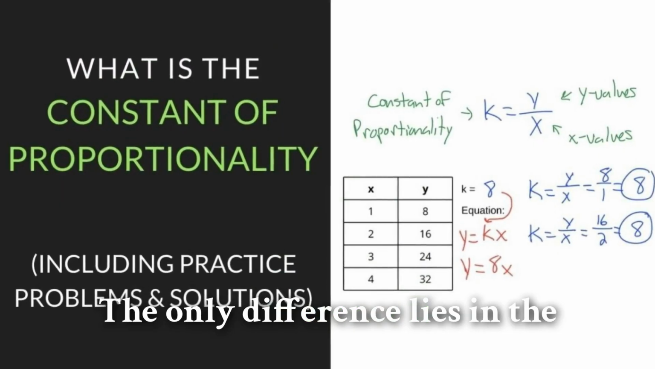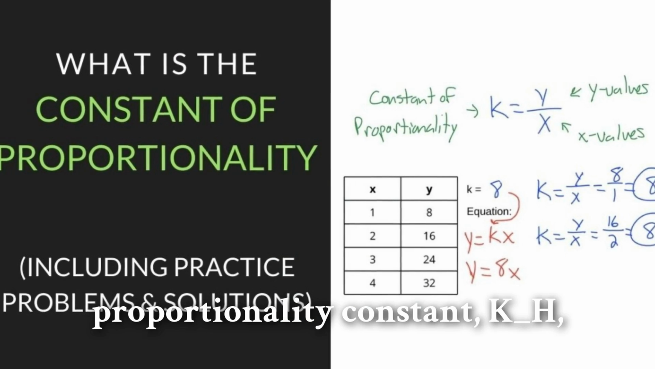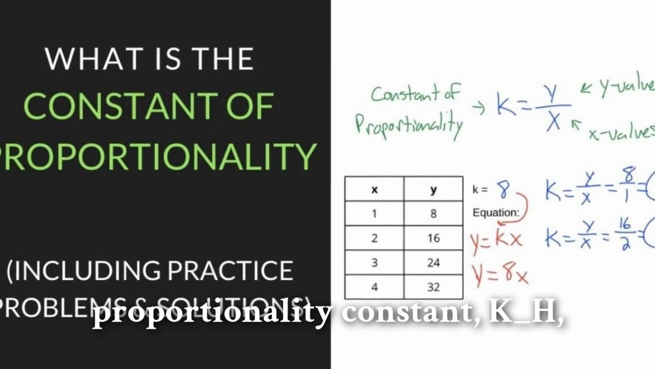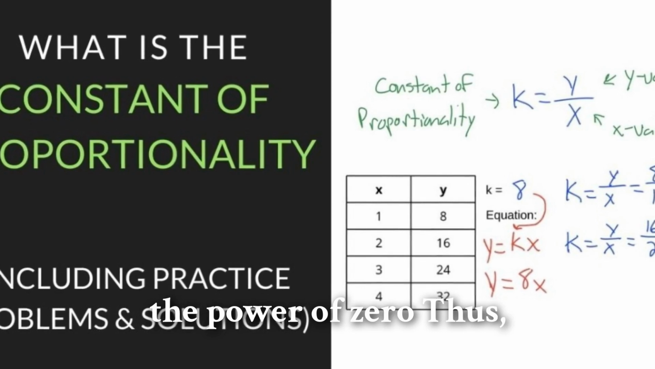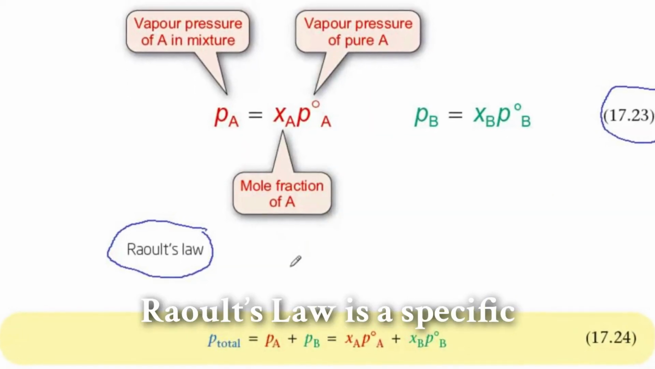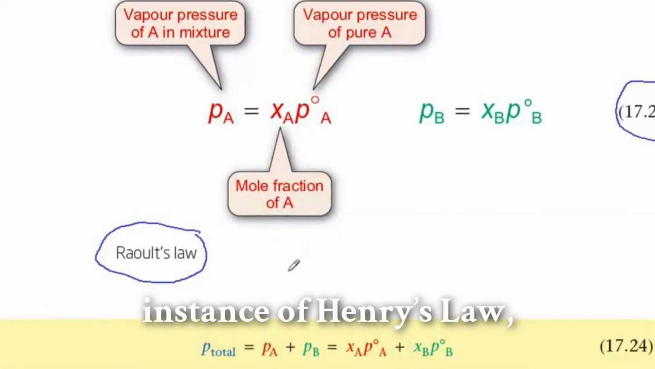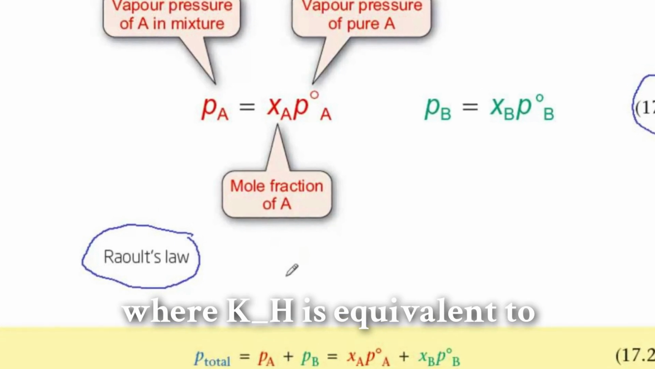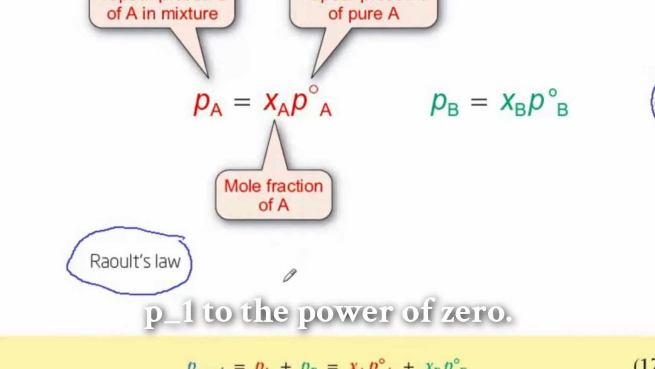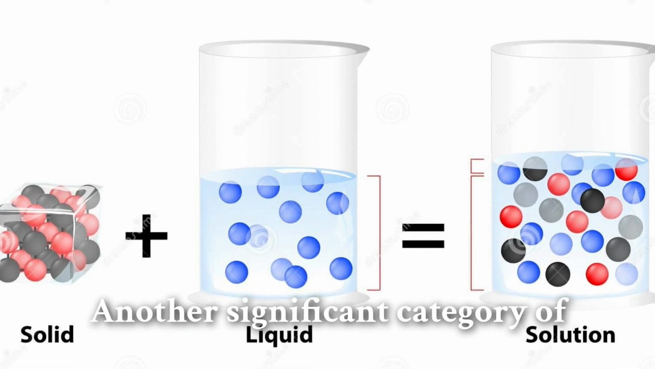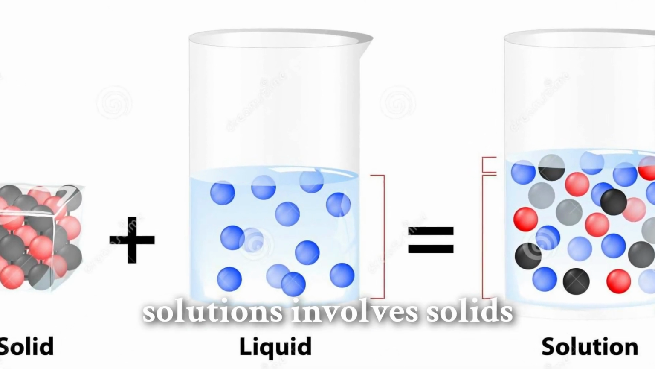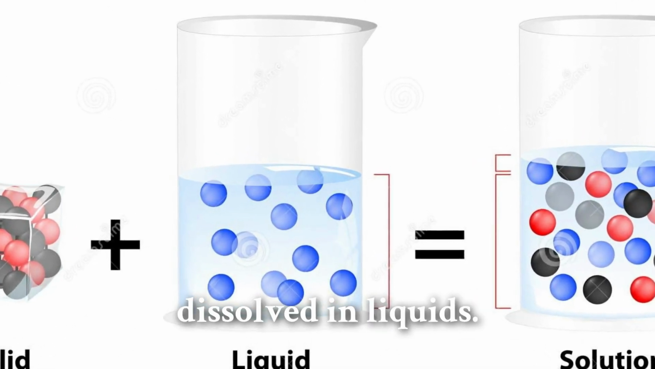The only difference lies in the proportionality constant, KH, which varies from P1 to the power of 0. Thus, Raoult's law is a specific instance of Henry's law, where KH is equivalent to P1 to the power of 0. Another significant category of solutions involves solids dissolved in liquids.